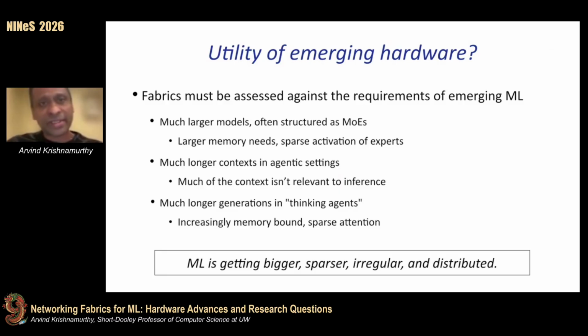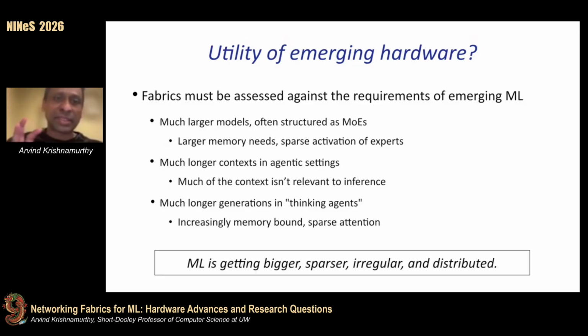And the question that we are left with is how do we evaluate the utility of all of this emerging hardware? I think these fabrics must be assessed against the requirements of all of the emerging ML characteristics. What I mean by that is that we are starting to see much larger models, often structured as mixture of experts models. They have much larger memory needs. But more importantly, not all of that memory of the model is actually activated at any given point in time. So what does it mean to have sparse activations in that context?